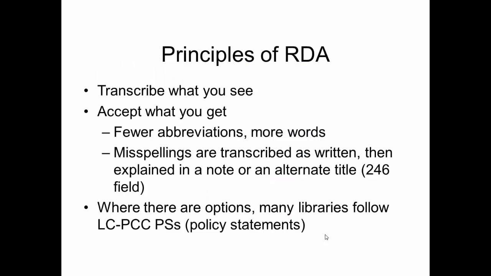Two main principles of RDA are to input what you see and to accept what is provided. Thus, we see fewer abbreviations and fuller information in some fields. Compared to AACR2, RDA offers catalogers more options. Often, there is more than one right way to provide information of a certain kind. Where there is more than one correct choice, the Library of Congress and the Program for Cooperative Cataloging have written down their policy statements in the RDA Toolkit.